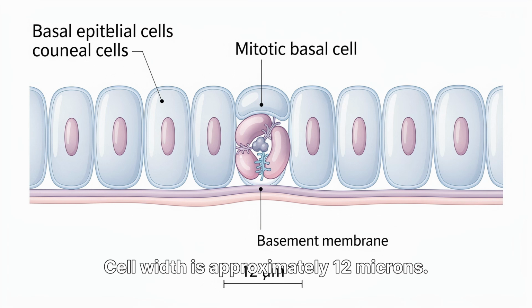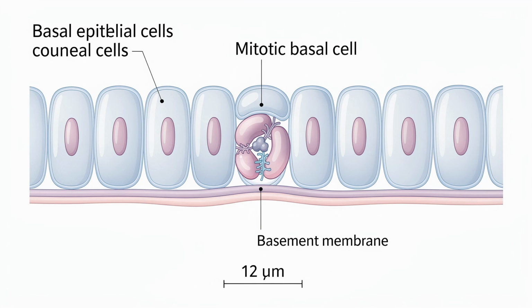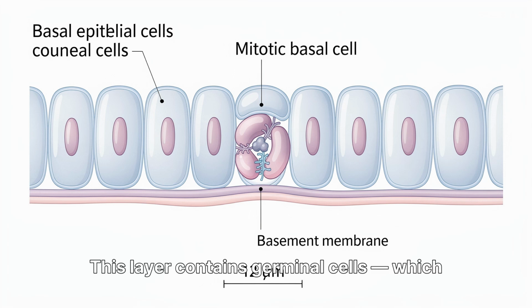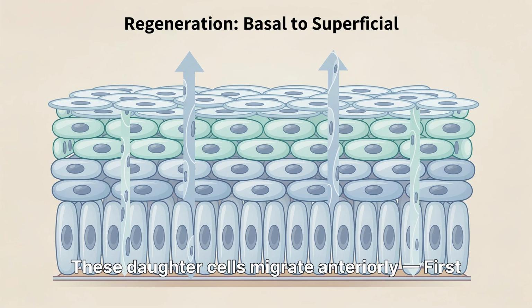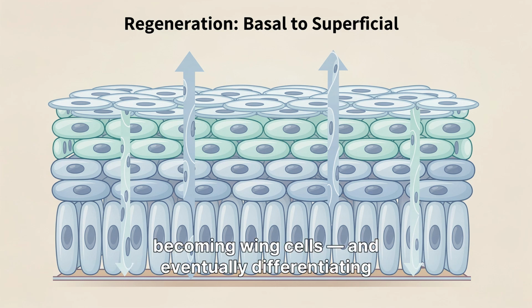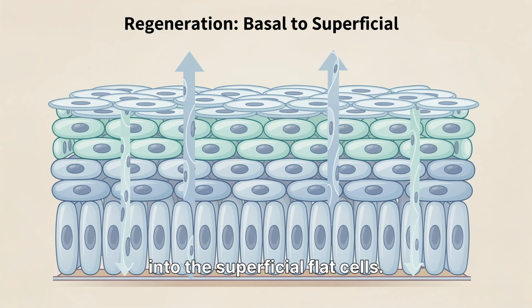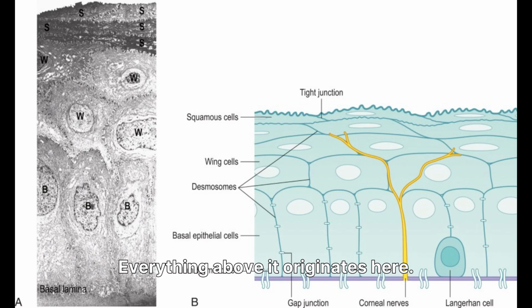Cell width is approximately 12 microns. This layer contains germinal cells, which produce daughter cells by mitosis. These daughter cells migrate anteriorly, first becoming wing cells and eventually differentiating into the superficial flat cells. So the basal layer is the regenerative engine of the entire epithelium. Everything above it originates here.